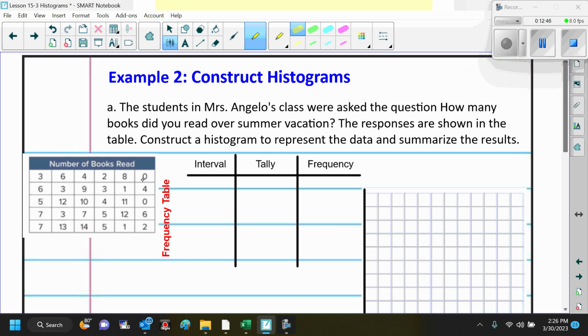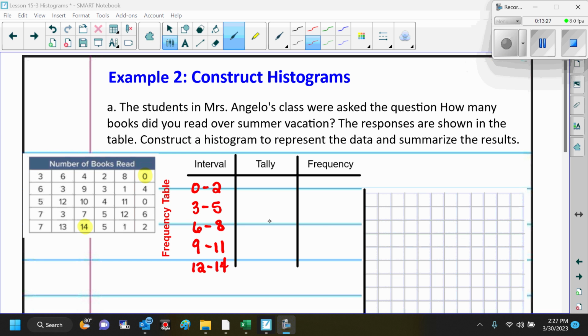So the lowest number, of course, you can see is 0. The highest number is 14. So how about if we count by intervals of 3? So let's do 0 to 2. So that's 0, 1, 2. 3, 4, 5. 6, 7, 8. 9, 10, 11. 12, 13, 14. And that will include all of them.